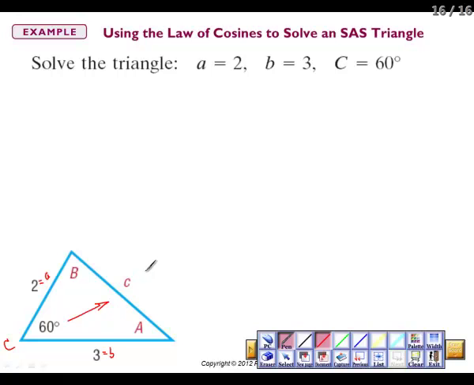Alright, so basically we can say here that c squared is equal to a, that'll be 2 squared, plus b, that would be 3 squared, minus 2 times each of these two, 2 times 2 times 3. Okay, so we're not squaring these, we just put the bases, our sides 2 and 3, times cosine of 60 degrees.